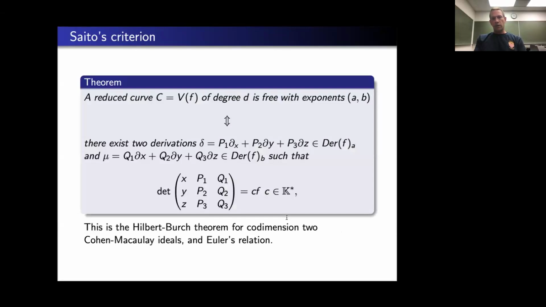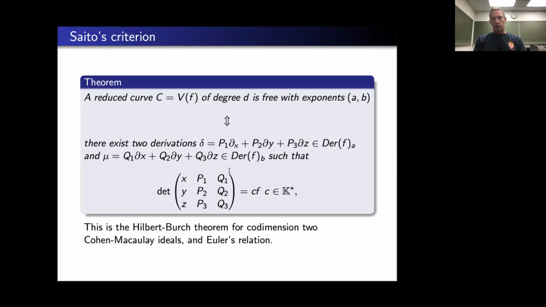So here is one of the earliest theorems. This is due to Saito. And this is more general. I'm stating it here for a curve, but it applies more generally to any hypersurface. And it says that for a curve, the arrangement is free exactly if there are 2 derivations, remember we think of these derivations as syzygies, such that if we stack those 2 syzygies in a matrix and then add on the variables, we get a multiple of our defining polynomial f. So this is called Saito's criterion.